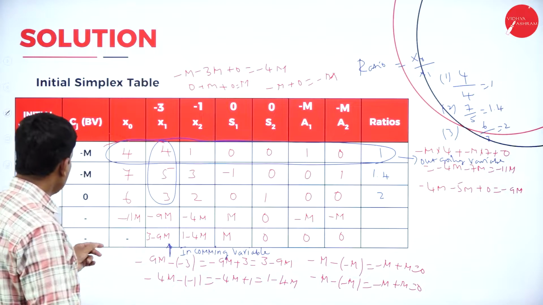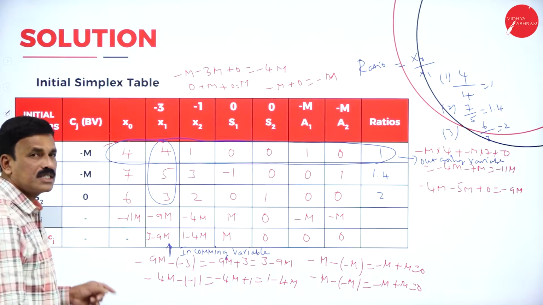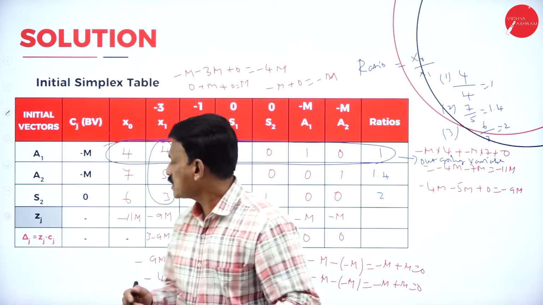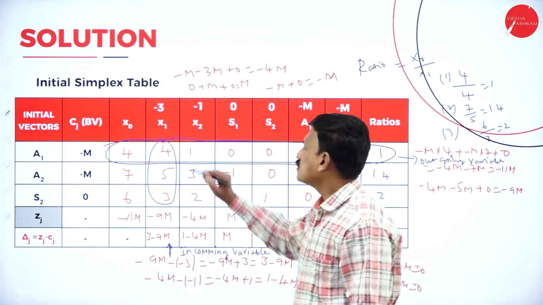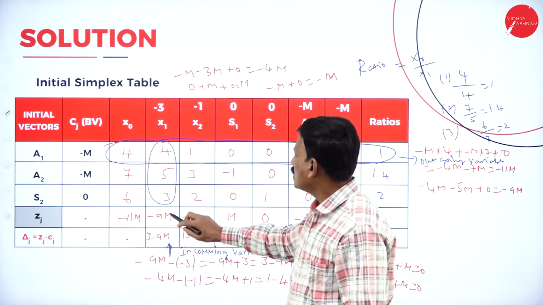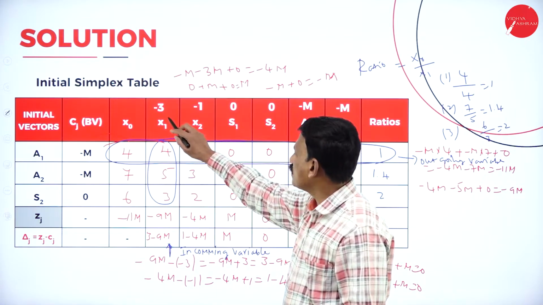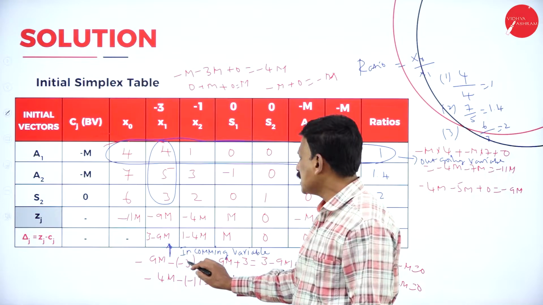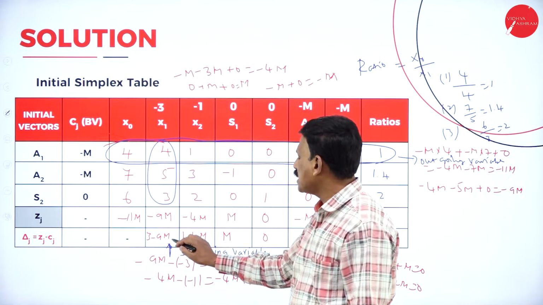Now find out the value of delta j. Delta j is nothing but zj minus cj. Subtract this with these values. Then what you will get? 9, this is as it is. Minus 9M, minus into minus plus. That is nothing but minus 9M plus M, or M3 minus 9M.